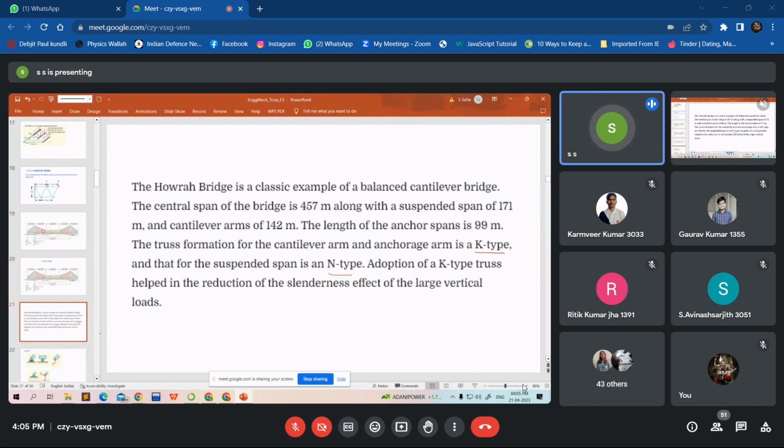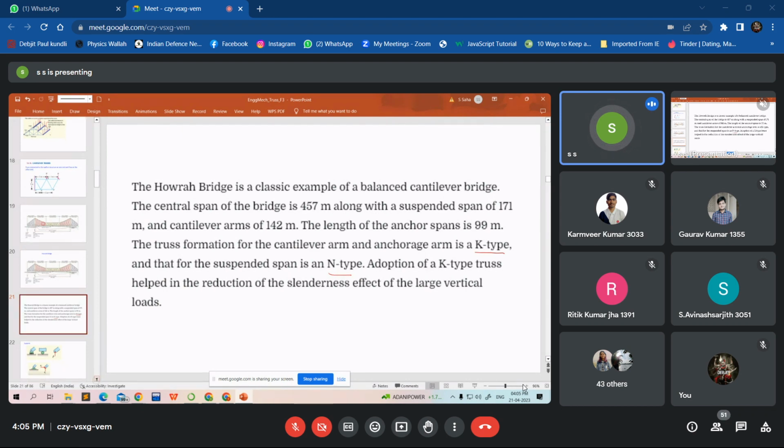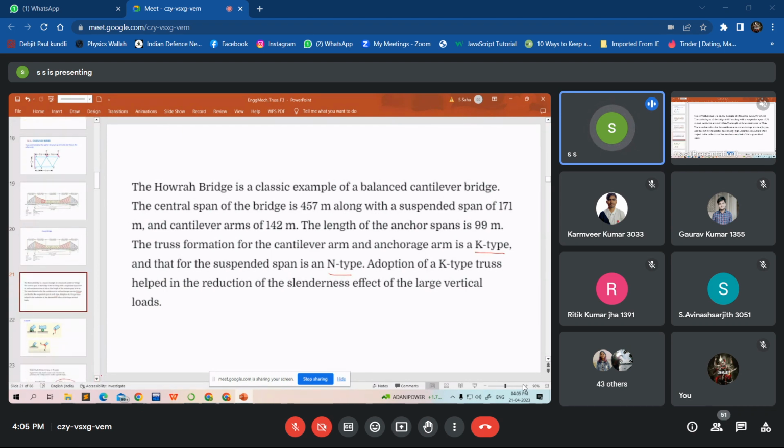It is a glory, I should say. It is also a marvel of engineering design, composed of K type and N type. These are a few details just for your additional knowledge, that's all.